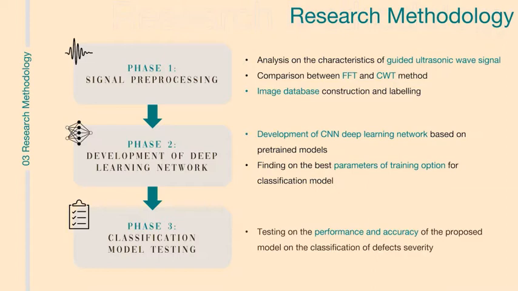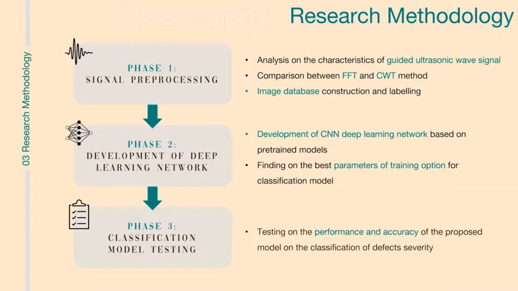The three phases are signal preprocessing, development of the deep learning network, and classification model testing. In Phase 1, the dataset of raw ultrasonic wave signals from the data collection team of Dr. Anis is used, and the dataset consists of 6 different sizes of defects. They are 10mm, 20mm, 30mm, 40mm, 50mm, and 60mm. The analysis of the characteristics of the signals is done based on fast Fourier transform and continuous wavelet transform. Then, one of the methods will be used for the image database construction and labeling.